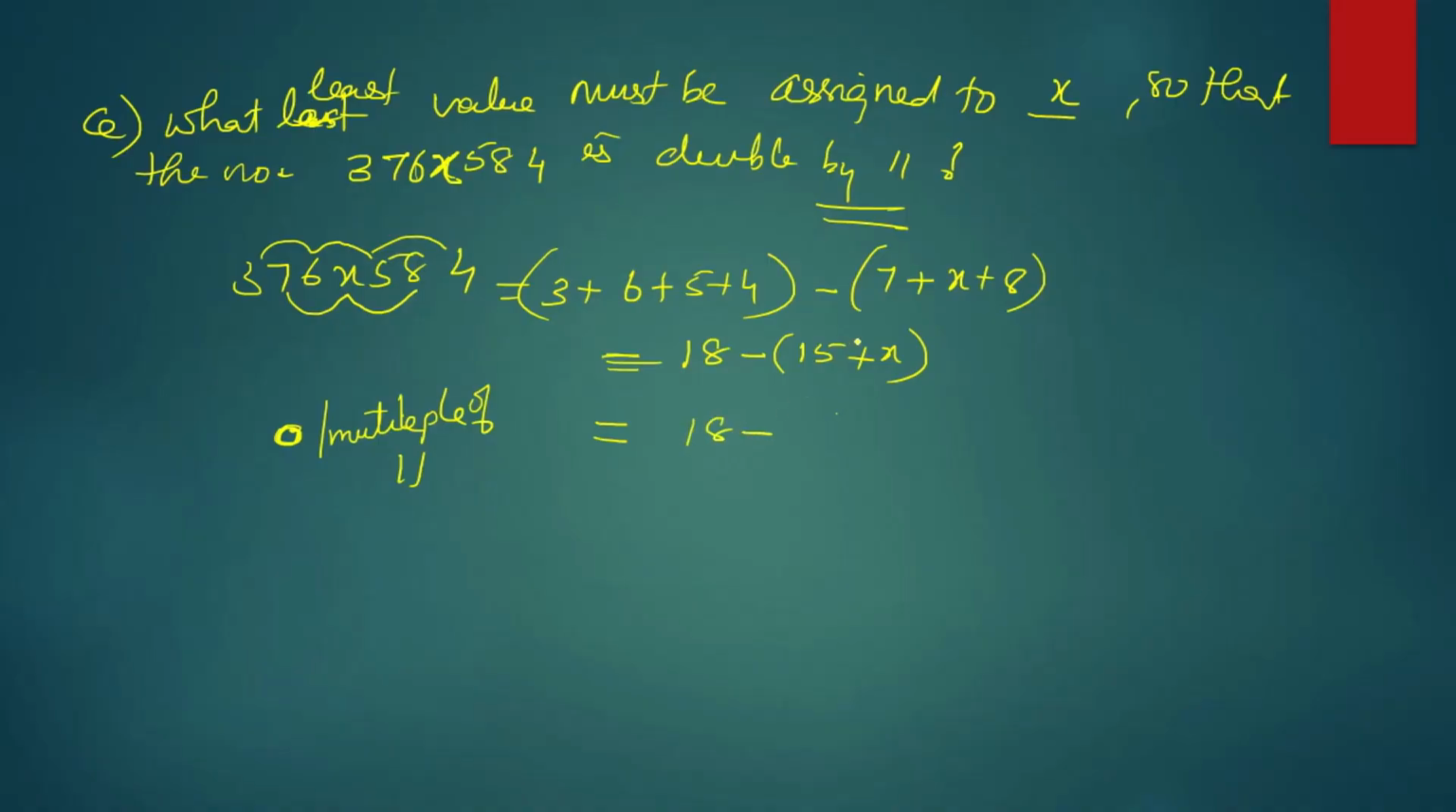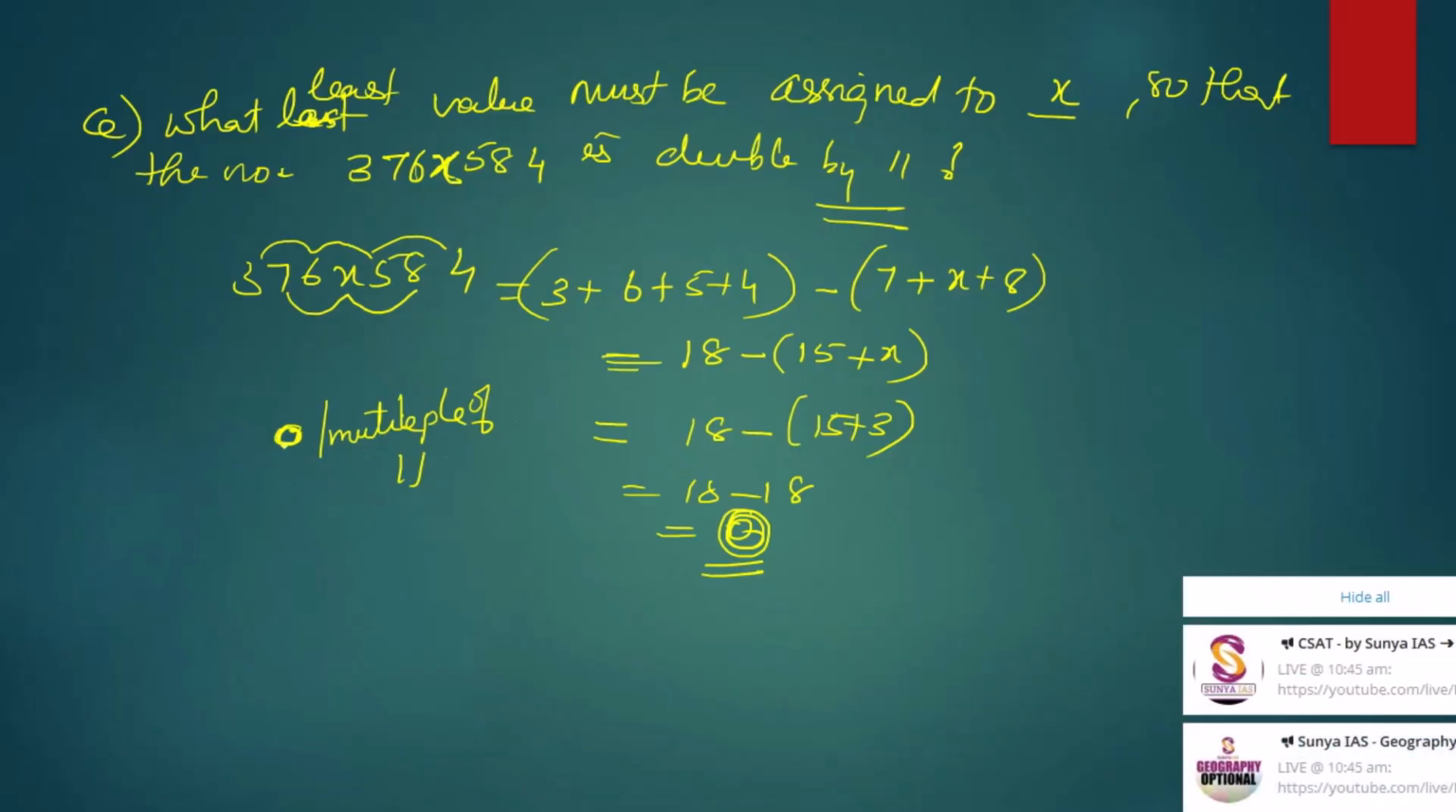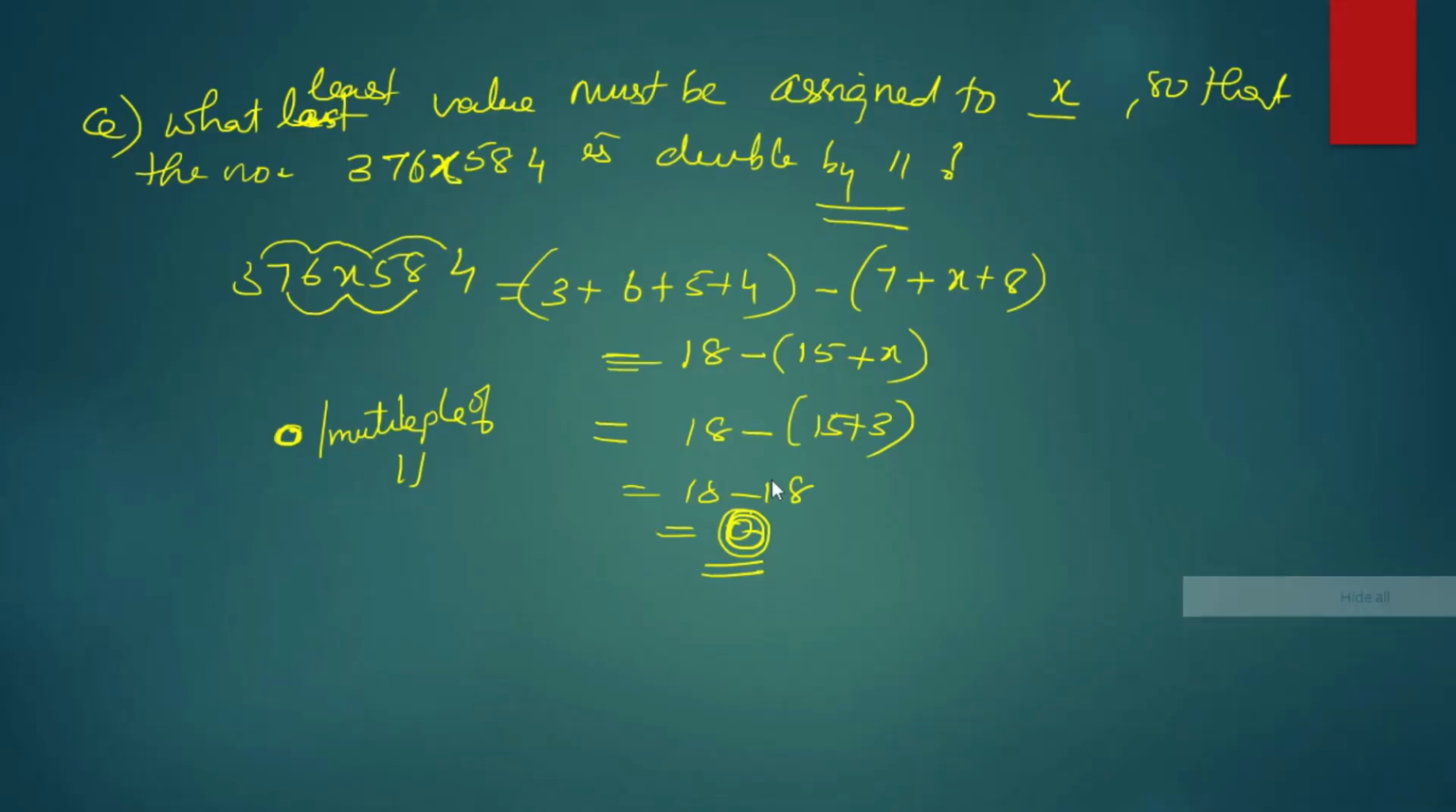Okay, 18 minus, if this x is substituted by 3, then you get 15 plus 3, which is equal to 18. 18 minus 18, you get 0. So this number is divisible by 11. Okay, so the divisibility of 11 is, when you add the alternate digits and then subtract, if you get 0 or a multiple of 11, then the number is divisible by 11. Okay, so in the place of x we give 3, then the whole number becomes divisible by 11.